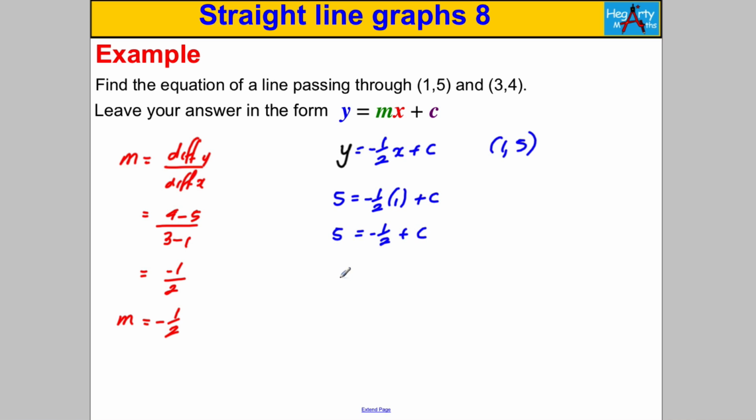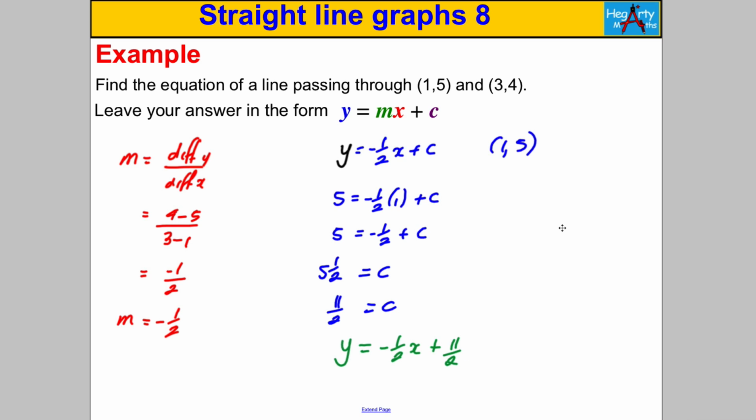Add a half to both sides, and we'll get 5.5 on this side is equal to c. Which, you know, usually we might write as an improper fraction. So we might write that as 11 over 2. Now we're ready to state our equation. Y is therefore equal to negative a half x, add 11 over 2. And that's the question answered.